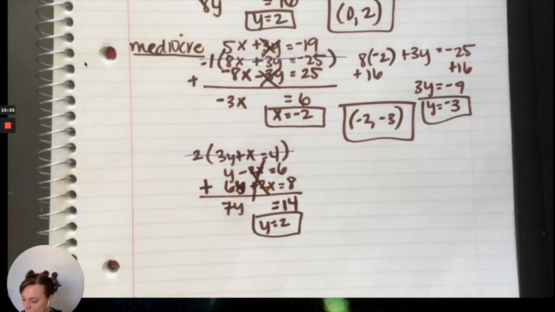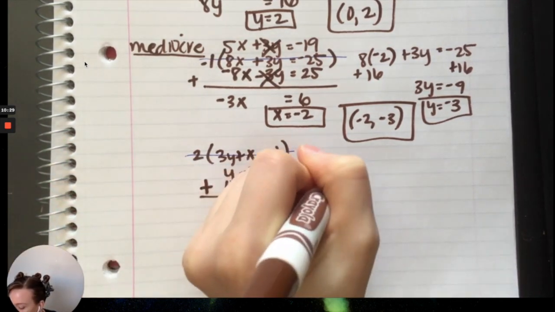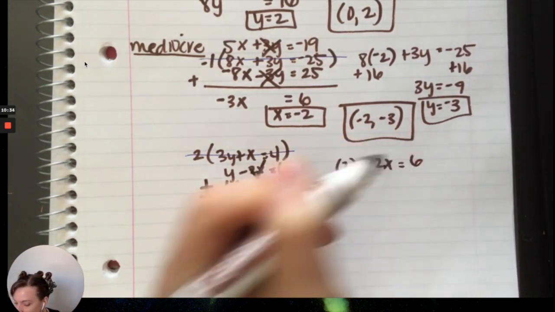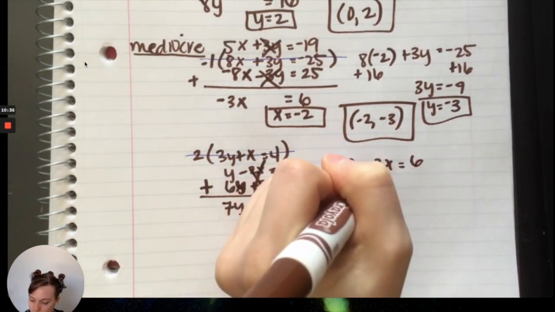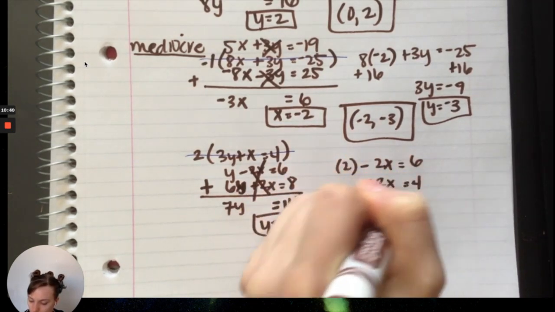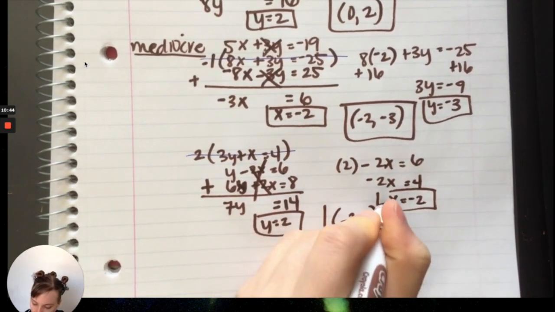I'm going to substitute in that 2. I'll go to the second one, because why not? So I'm going to have 2 minus 2x equals 6. Subtract 2 on both sides, so negative 2x equals 4. X equals negative 2. So then my coordinate is negative 2 comma positive 2.